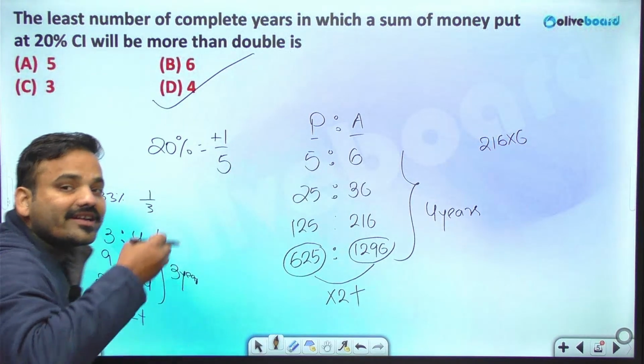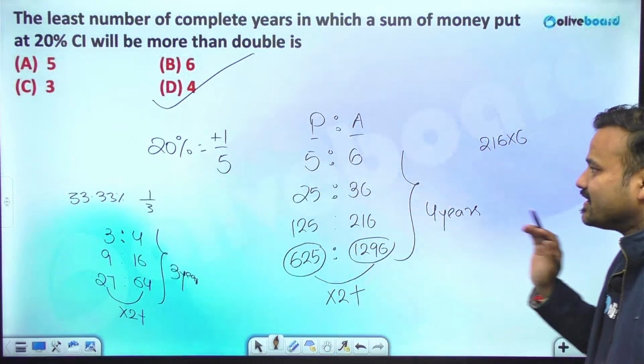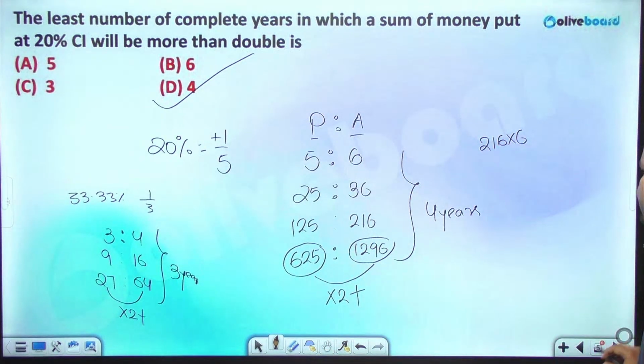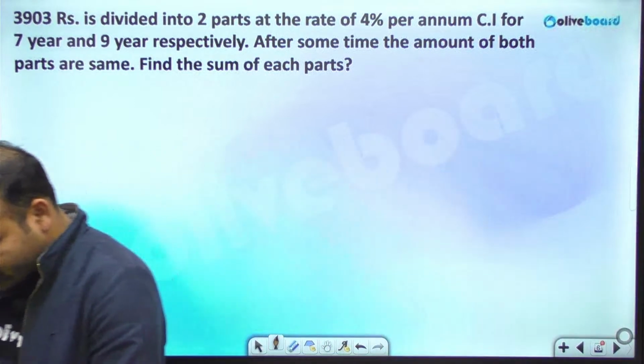The more the rate of interest, the more interest will be generated, right? So the answer will be 4 years for this particular question. A very beautiful question, a very beautiful question from the exam point of view.